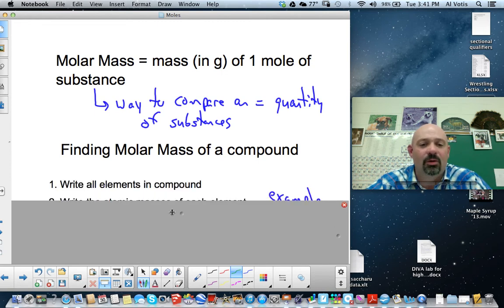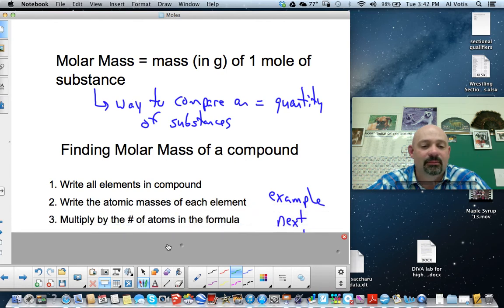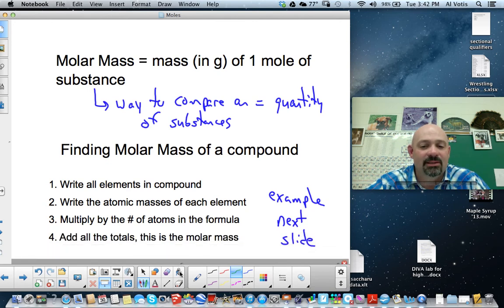For a compound, though, what we're going to do are these steps. We're going to write all the elements in a compound vertically. You'll see an example on the next page. We're going to write down what the atomic mass of each element is. We're going to multiply those atomic masses of each element by how many atoms are in the formula overall. And then we're going to add all those totals together, each total mass contribution of each element, and that will be your molar mass, the mass in grams of 1 mole of a substance.